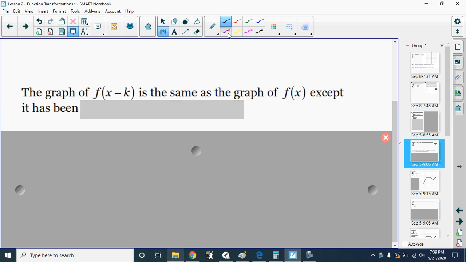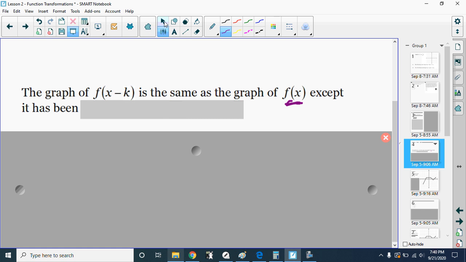So function transformations. A transformation is a way to change the graph. There are lots of different ways we're going to change f of x. One way is by moving it or translating it. So if I start with f of x, the graph of f of x minus k is exactly the same.